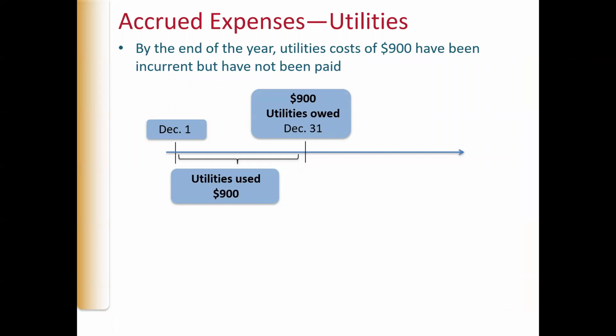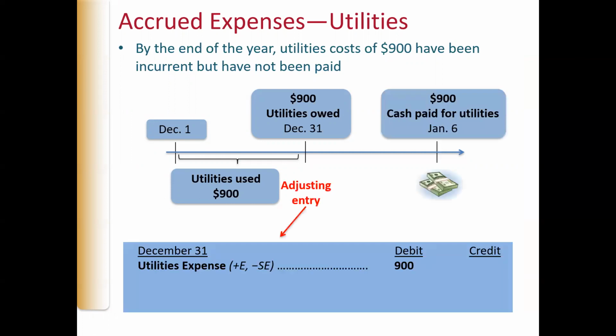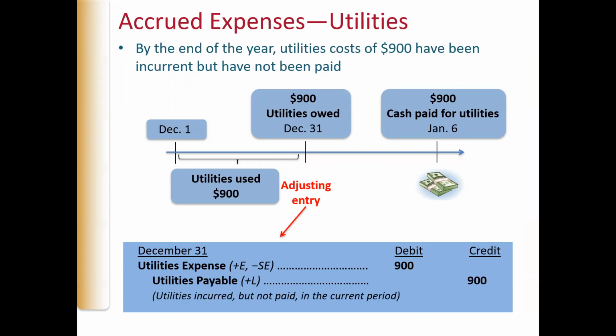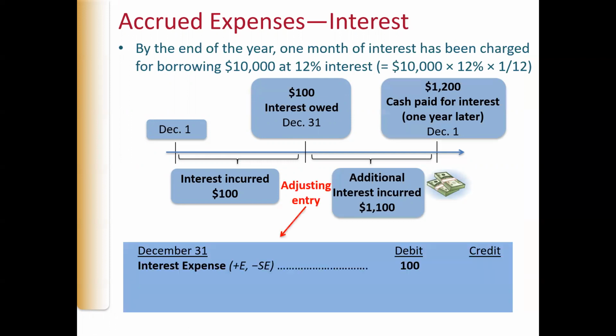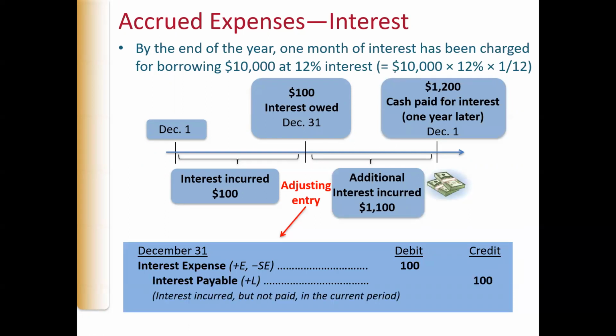Again, utilities get used up, but we're not going to pay them till the next month. We owe that money. Therefore, we debit our utilities expense and we credit utilities payable or accounts payable. Okay? Interest is the same way. We borrow money, we owe interest. Therefore, we show the interest expense and then the interest payable. It's an accrued expense that hasn't been paid yet.